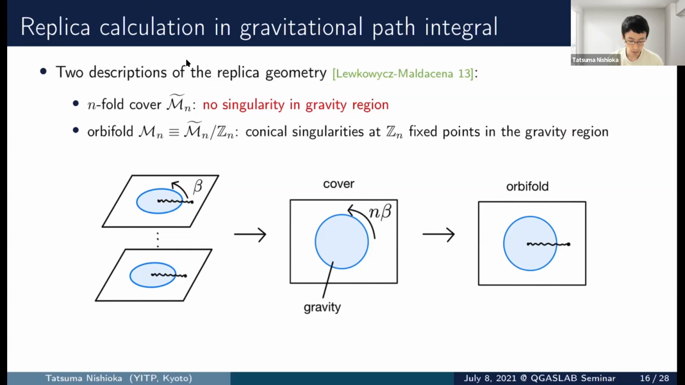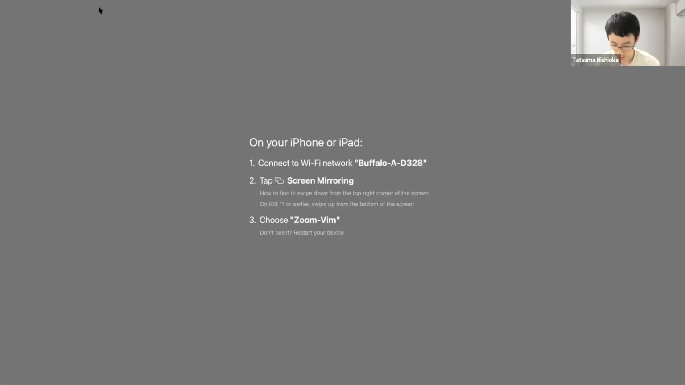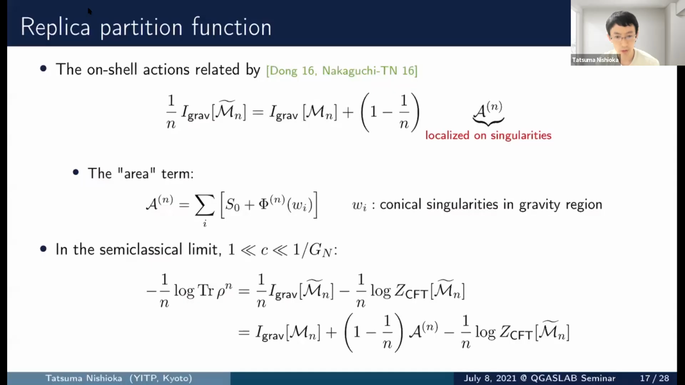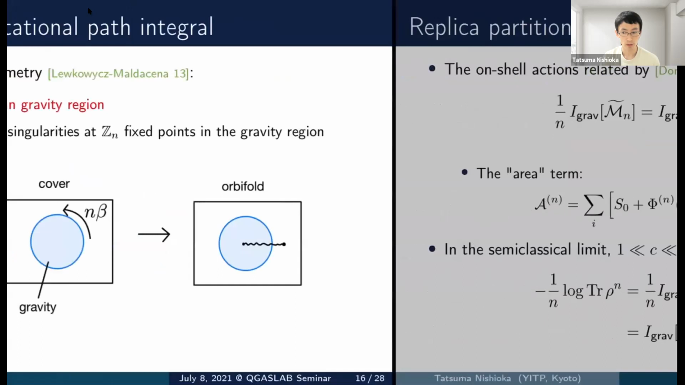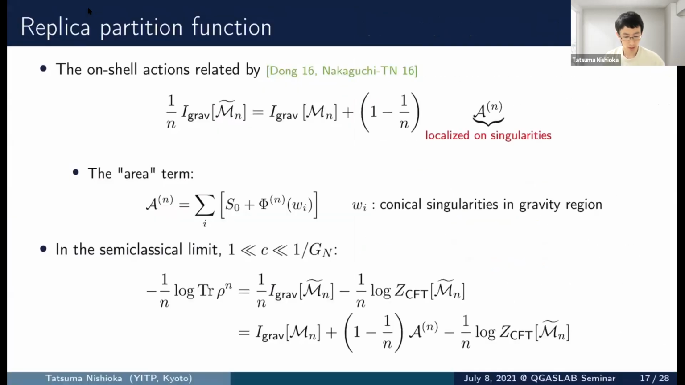Sorry, Tatsuma, I think your slides are not synced anymore. I see. What is happening? We are still seeing slide 16. Sure, yeah, now I realize that. This is weird. Let me stop the sharing first and check if it works. So can you see? Yeah, now this is slide 17. Okay, it's working. Sorry about that.